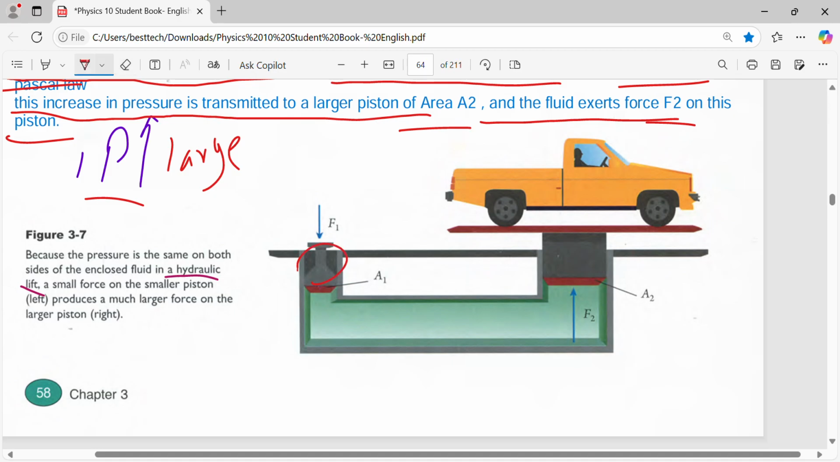Because you have a small area, we get a large pressure. This large pressure is transmitted inside the container at every point. At every point, you still have a large pressure without losing any pressure, until it gets to the second piston. Because you have a large pressure, it can exert a large pressure on these pistons. That's why they can lift the car up.